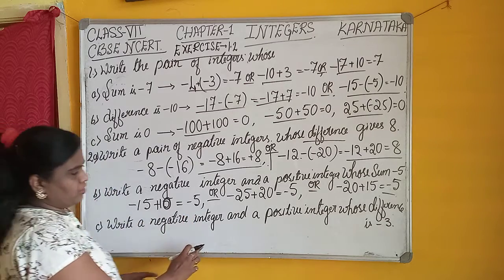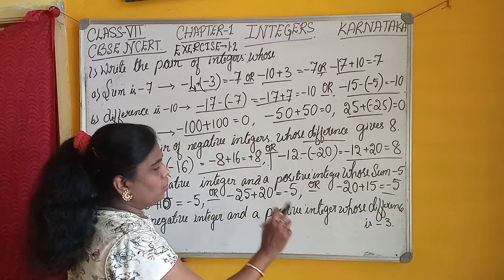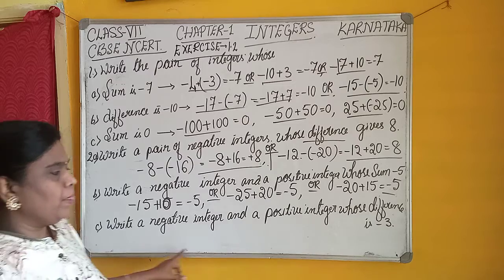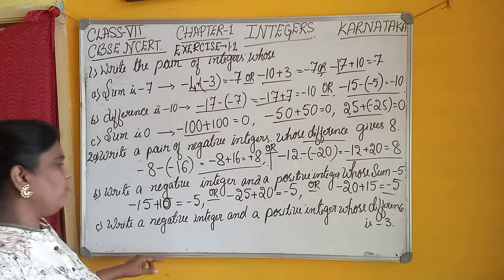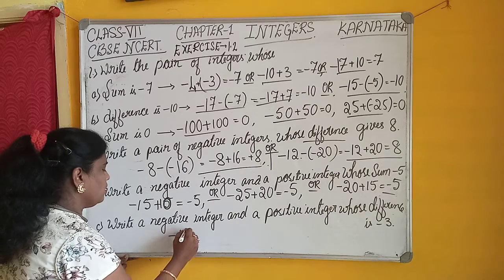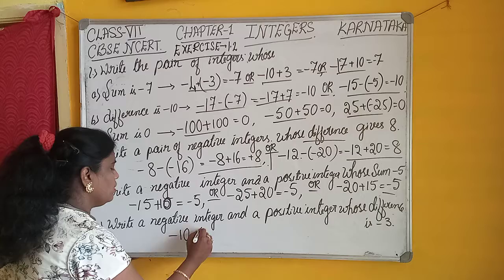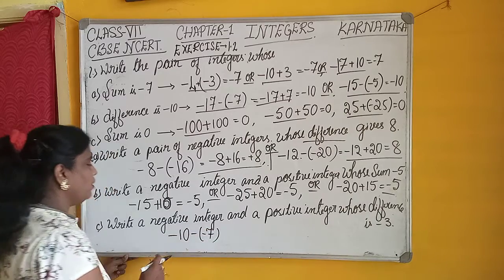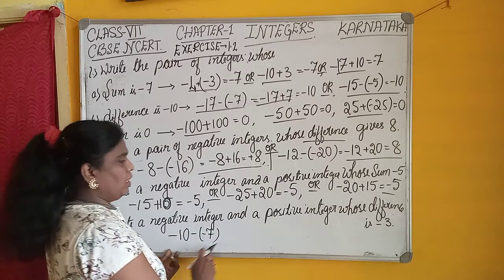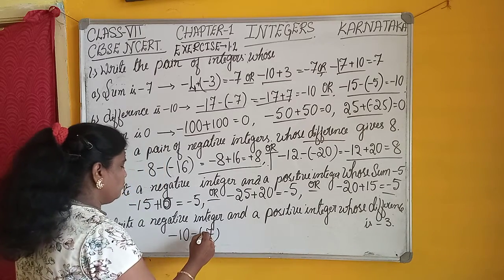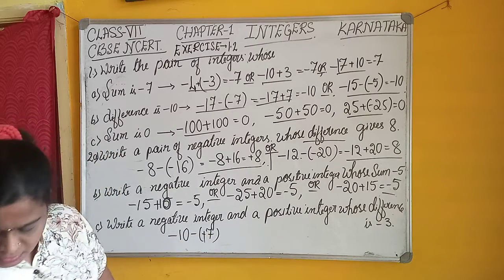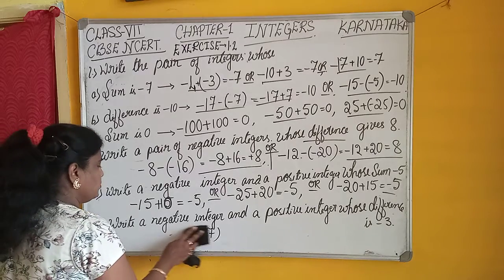Write a negative integer and a positive integer whose difference is -3. Here we have to take the difference. -3 is given. Therefore, take -10 minus of -7. What do we have to take? One negative integer and another positive integer whose difference is -3. -10 minus -7 will not work. Therefore, take the smallest numbers.